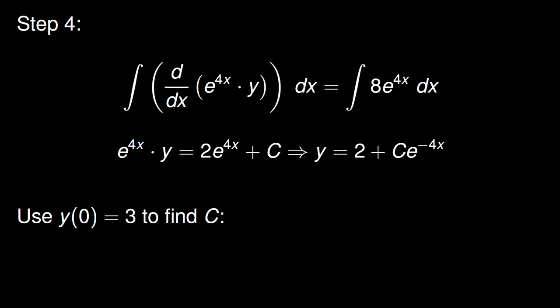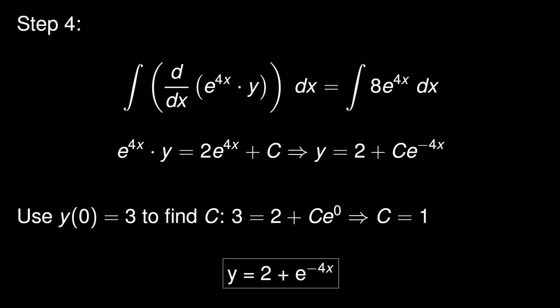But don't forget, they were also given an initial condition, and we can use that to find the value of c. Well, I'm going to plug in 0 for x, I'm going to plug in 3 for y, and when I do so, I get this equation, which e to the 0 is always 1, so we just get c is equal to 1. And therefore, our final unique solution to this first order initial value problem is 2 plus e to the minus 4x.